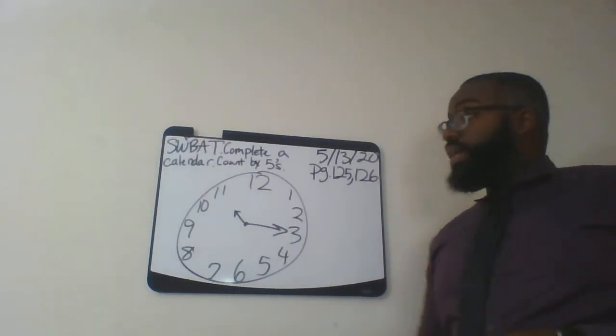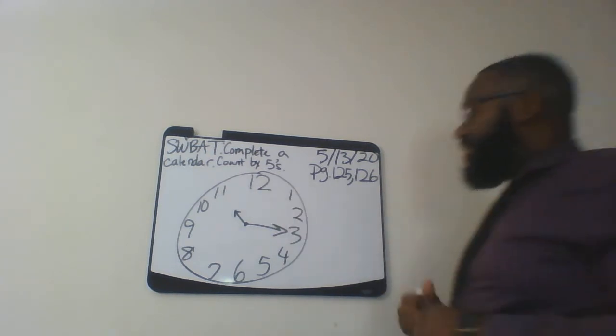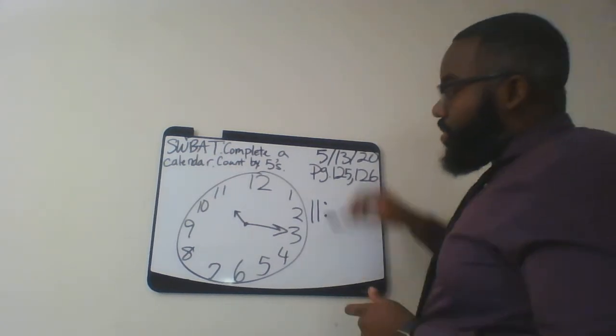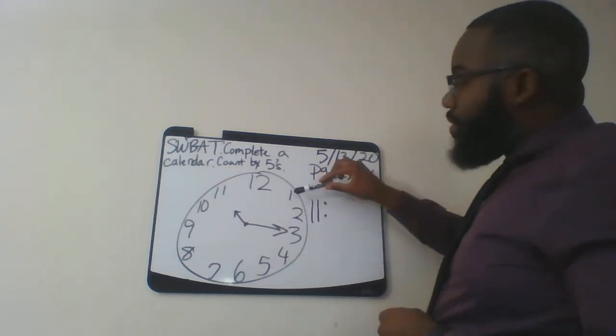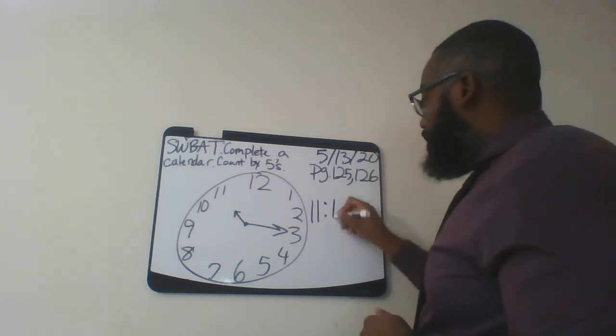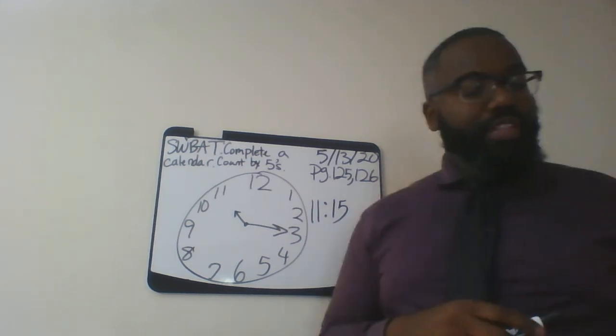All right, let's begin. Let's start off with the hour hand. The hour hand is pointed towards the 11. So the first thing we're going to write is 11. And then the minute hand is pointed to 3. So we all know we start off at 1, count by fives. 5, 10, 15. So that time is 15. So the time we have for this particular clock is 11:15.